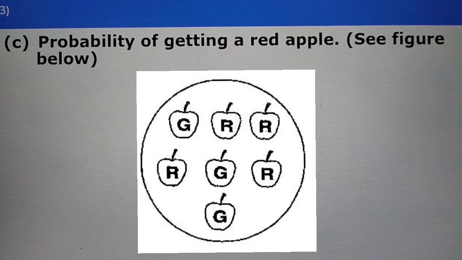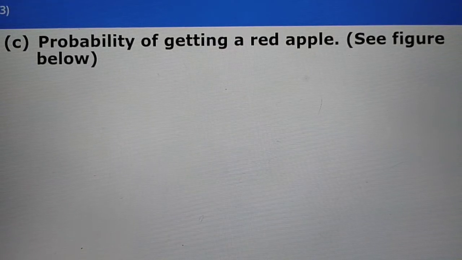Now how many are green? We have 3 green apples. So overall total apples are 7. 3 are green, 4 are red. But what is the probability of red? Favorable events are 4 and total events are 7. So the probability is 4 divided by 7.